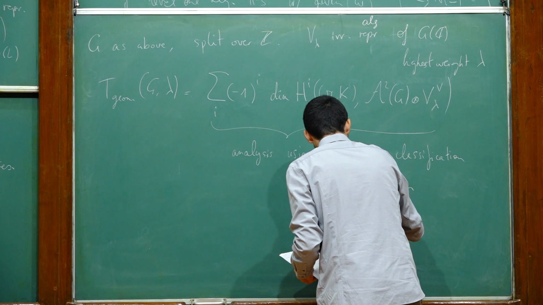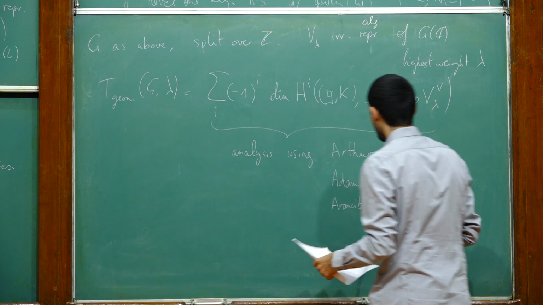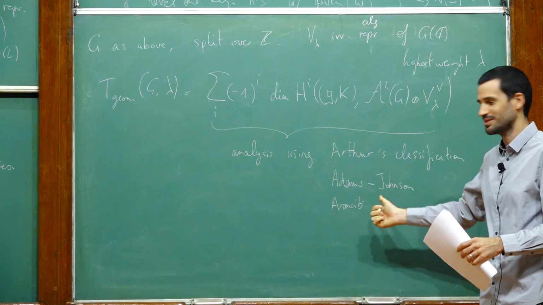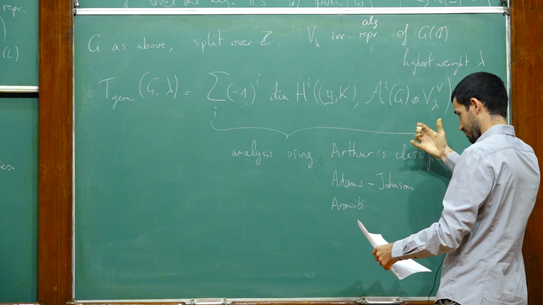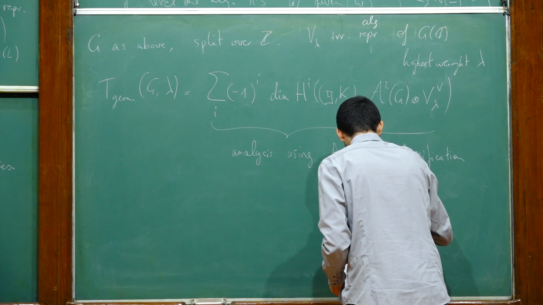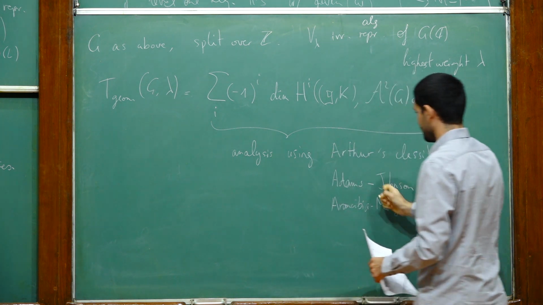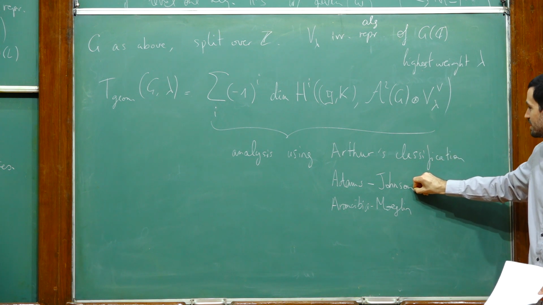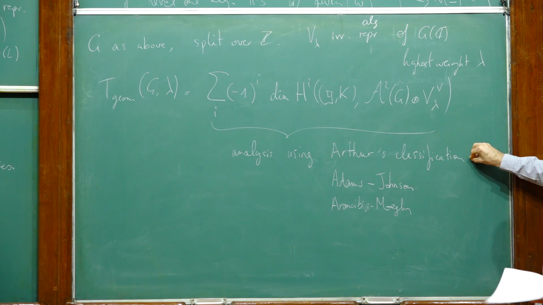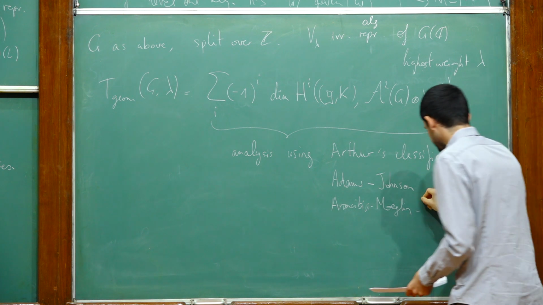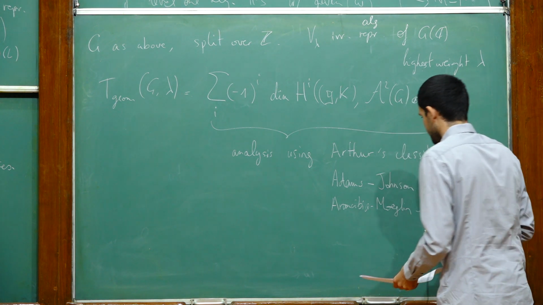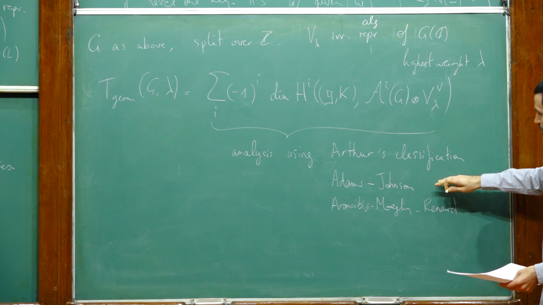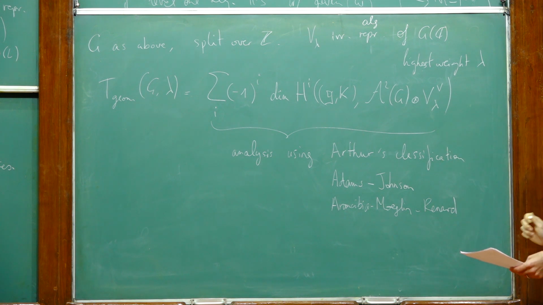And as Jeff Adams mentioned, sometimes you have strictly more than one definition of Arthur packets, and that's an instance. So Adams and Johnson constructed these explicit packets. And because we use Arthur's classification, it's important to know that they're the same, because these ones are very explicit, and these ones are the ones that occur in the global theory. And so these were compared. The two notions of Arthur packets at the real place were compared by Arancibia, Moeglin, and Renard.